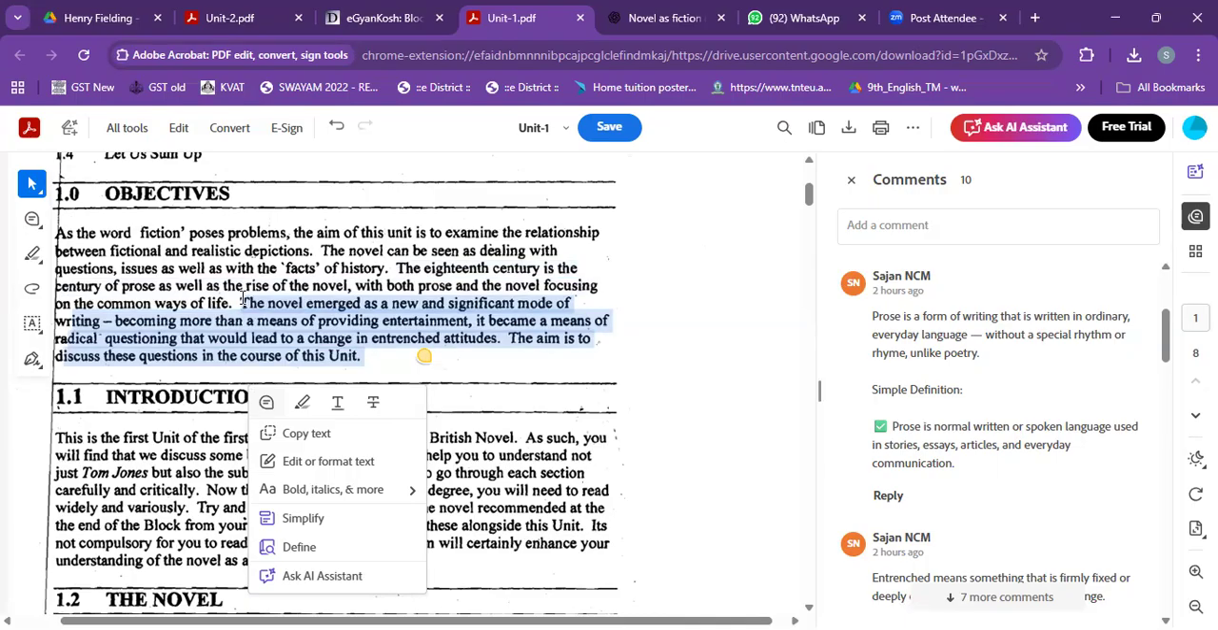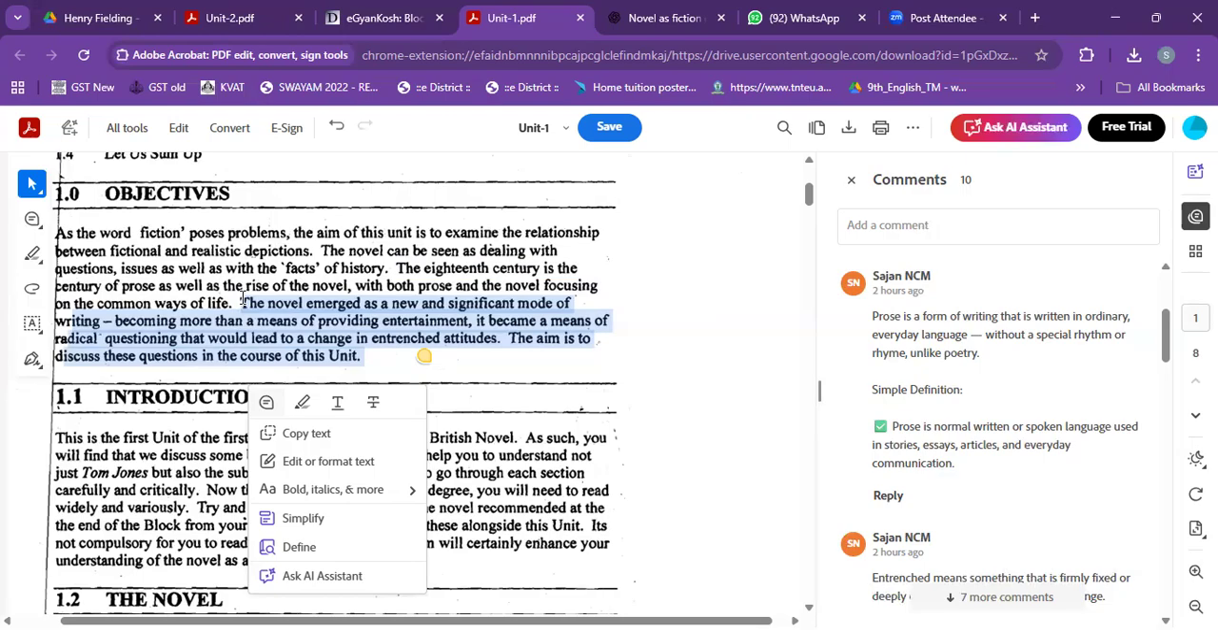So literature, or the novel or the prose or the drama, these were not written just for the sake of entertainment. They were written so that the author wanted to communicate something to the people, often with the purpose of educating the people, to give them knowledge, to make them aware about something. So these purposes were also met with the writings of the novel. The novel emerged as a new and significant mode of writing, becoming more than a means of providing entertainment.